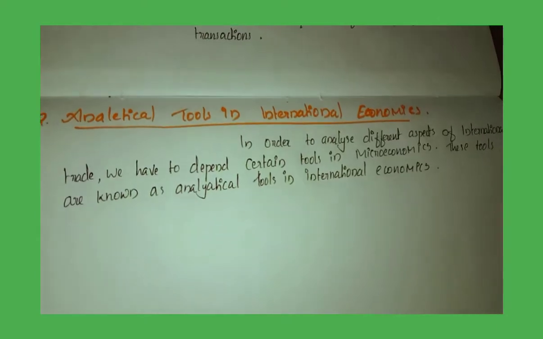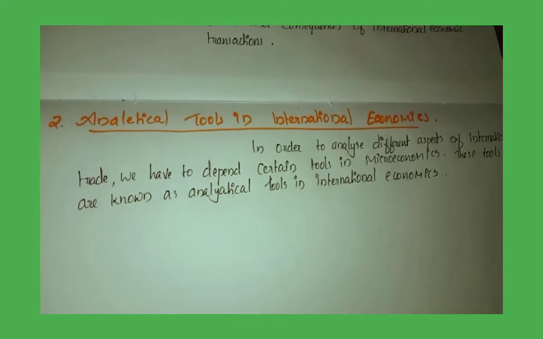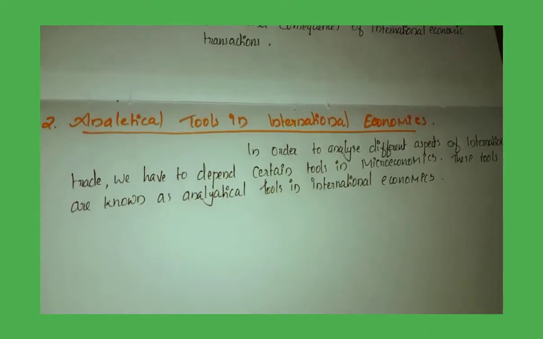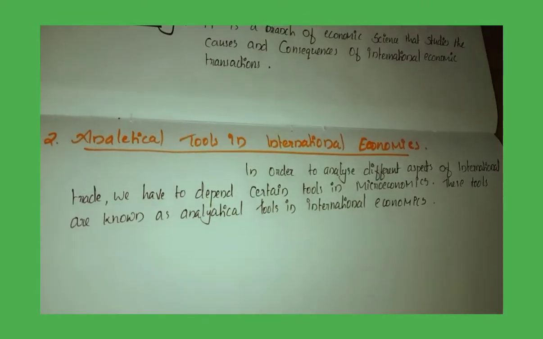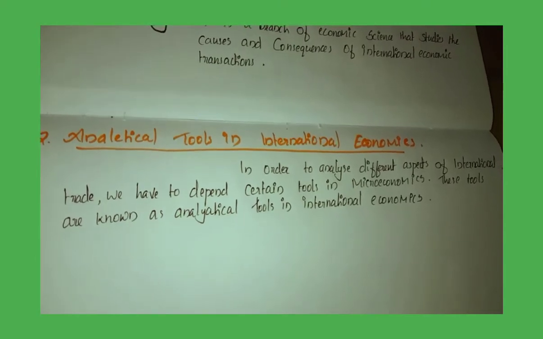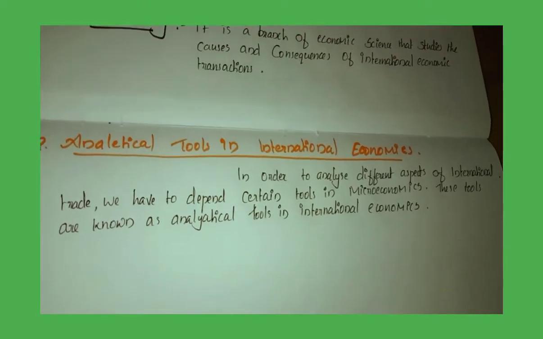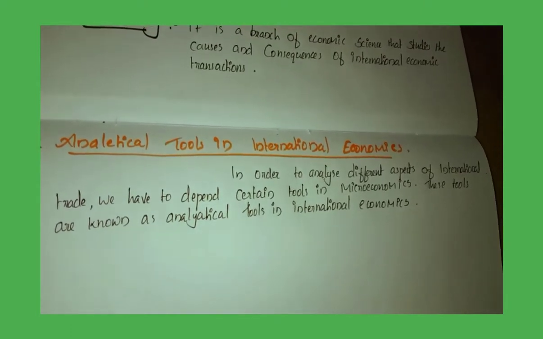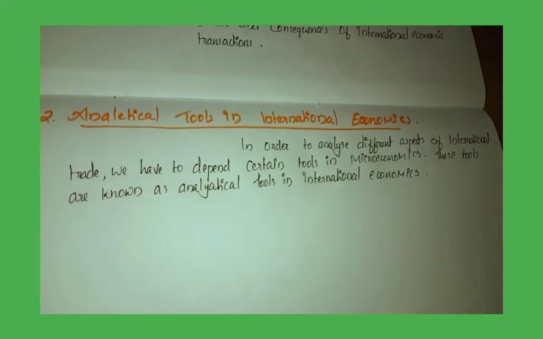The second basic topic in international economics is the analytical tools in international economics. By analytical tools, we mean that in order to analyze different aspects of international trade, we have to depend on certain tools in microeconomics. These tools are known as analytical tools in international economics. There are four analytical tools we use to analyze international economics. They are the production possibility curve, price line, community indifference curve and offer curve.